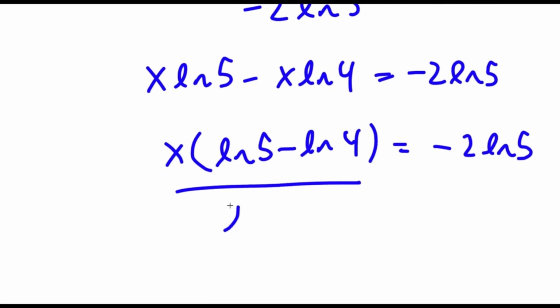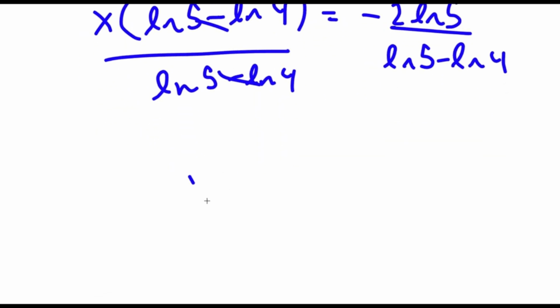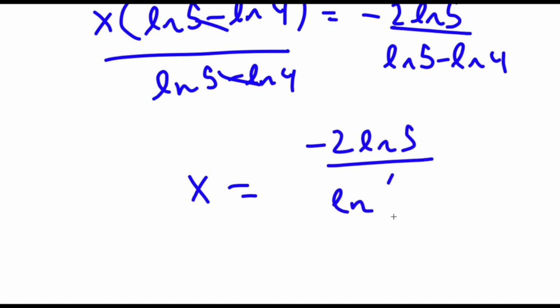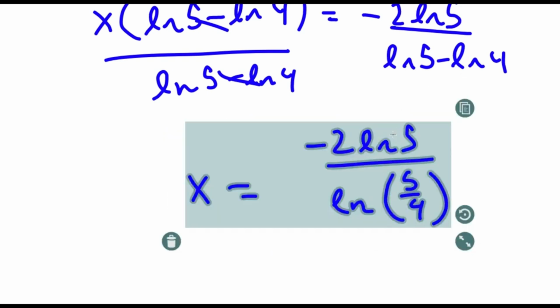Now if I divide both sides by ln 5 minus ln 4, these two cancel out, and I'm left with x is equal to negative 2 ln 5 over ln 5 minus ln 4. So this is my answer.